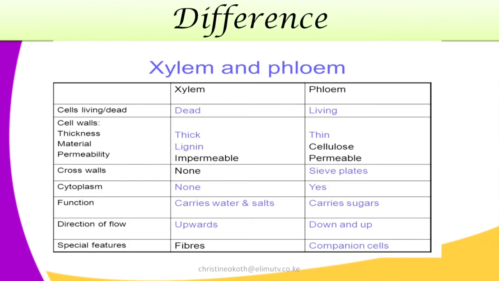For example, if the sugars are synthesized in the leaves, which are up, then they are supposed to be stored at the roots or in the stem. The movement will be from up there to down. Then, in terms of the special features, the xylem have the fibers, whereas the phloem have the companion cells.